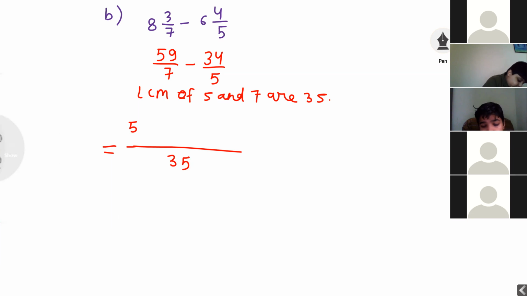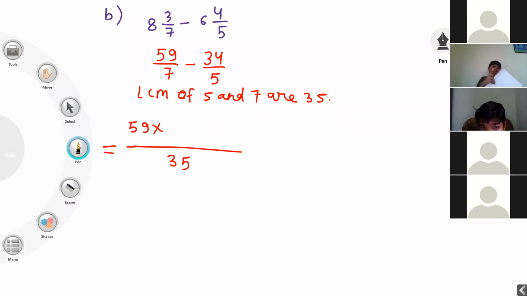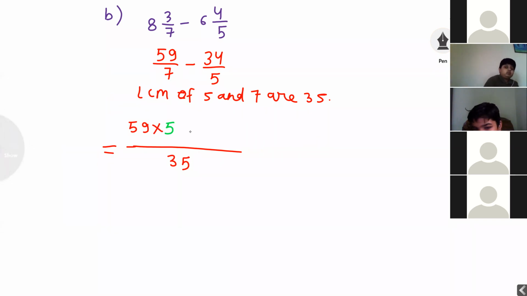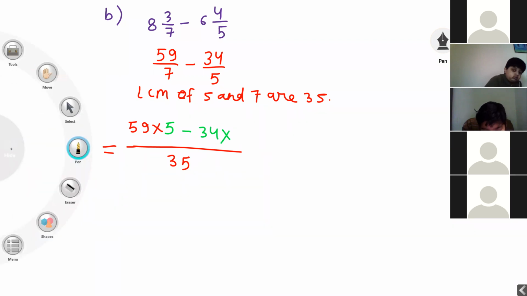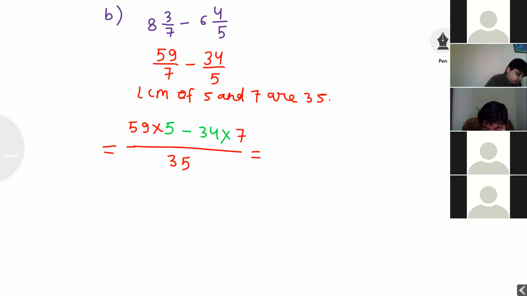59 into, the LCM is 35. 35 divided by 7, 7 5s are 35. Minus 34 into 35 divided by 5, 7. So 59 into 5 minus 34 into 7, divided by 35.